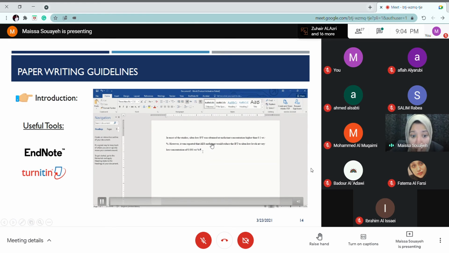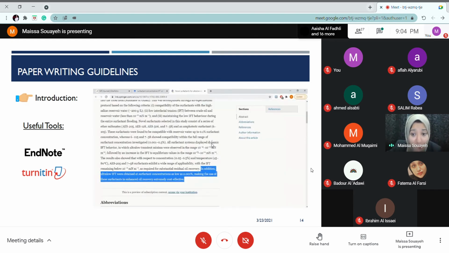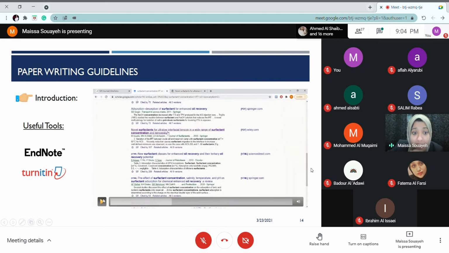But there is a much easier way, a very useful tool for citation and referencing. If you use it from the beginning of writing, this will save a lot. So how to use this one? It's EndNote. How to use EndNote? Okay, I went here to the Google search page. This is the paper, the reference I used.